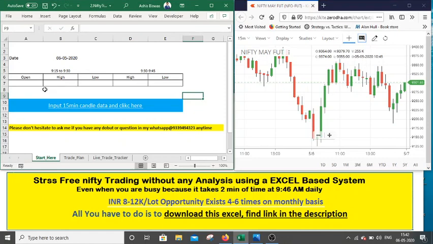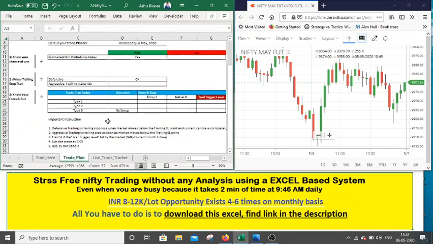of the candle here. Once you enter the high and low of the first and second candlestick, open, high, low for the 9:15 to 9:30 candle, and high and low for the 9:30 to 9:45 candle, then you will find the exact trade, what to do here, your entry, stop loss, everything.